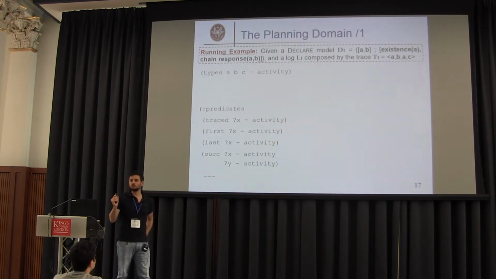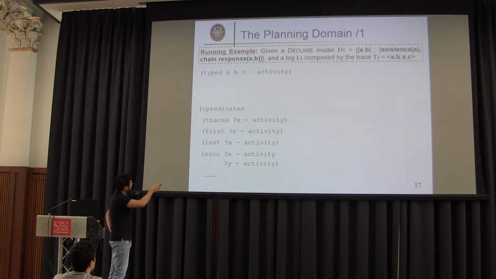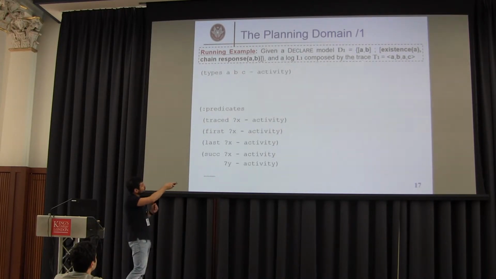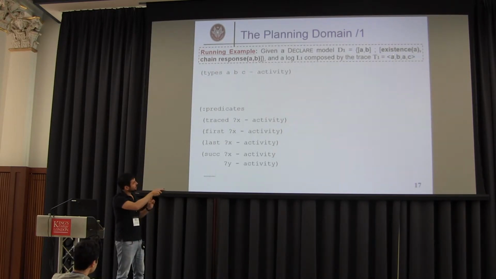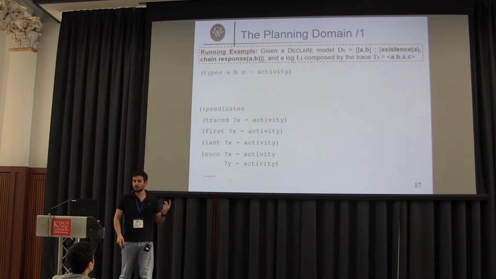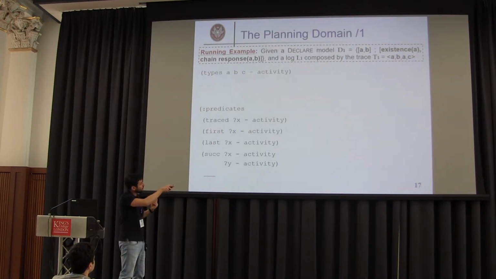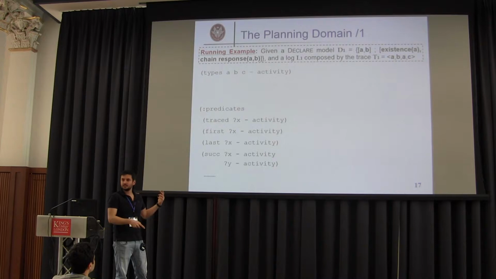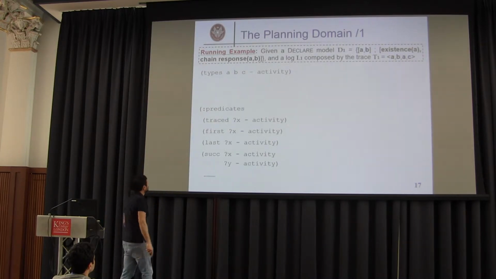Now, let's take a glance at our encoding. To do that, let's take this running example. The running example is very simple, just to understand the encoding. We have a simple Declare model that is composed of just two constraints, existence of A and chain response AB, and a log that is composed of just one trace, A, B, A, C. Notice that in the trace, each activity can appear more than once, so each activity can have more instances inside the trace itself.